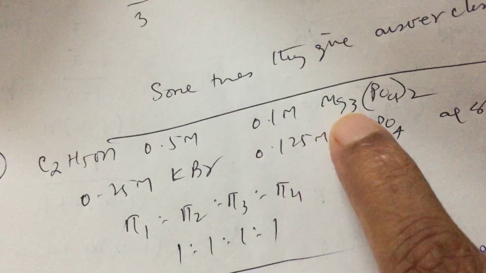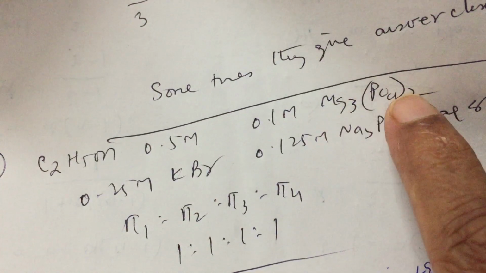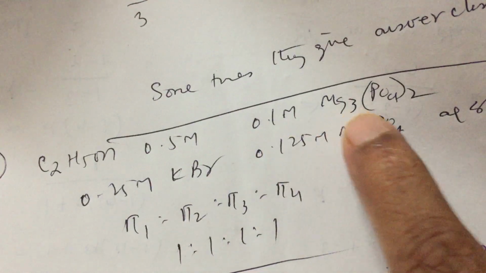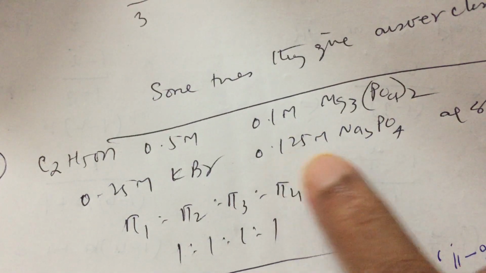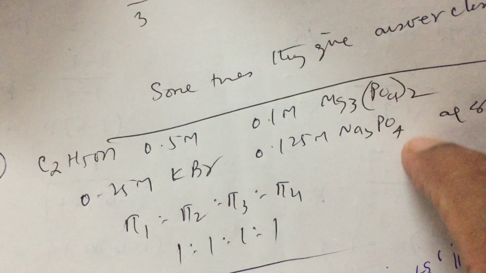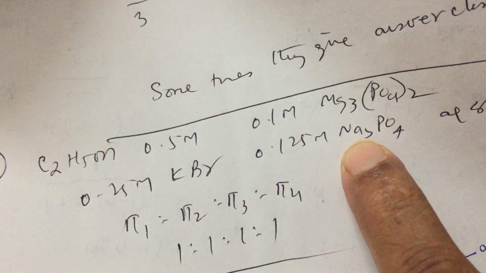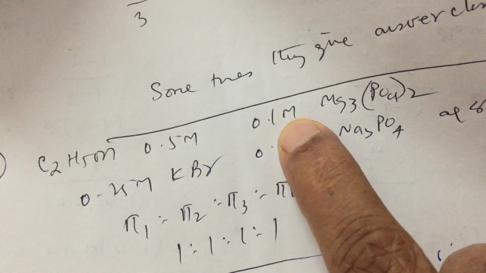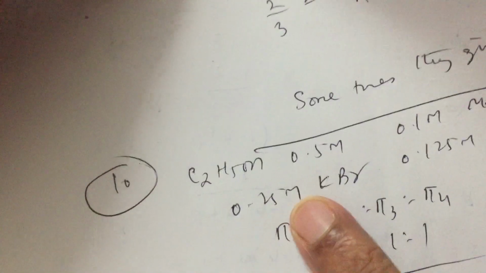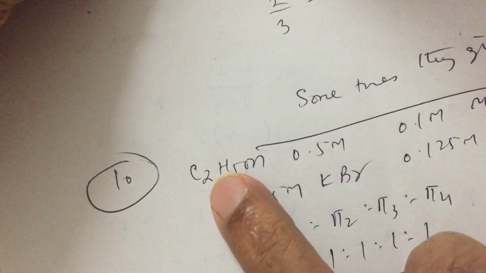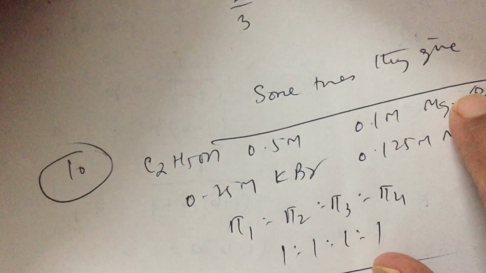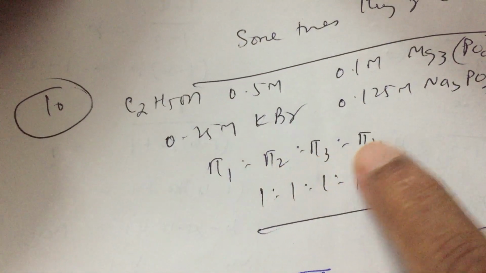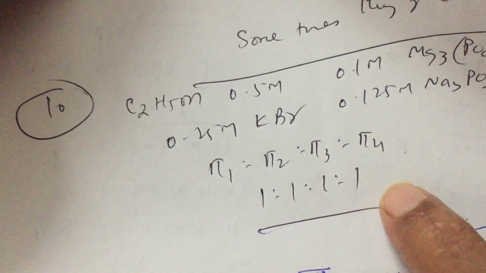Always multiply the molarity with the number of particles each unit is likely to give to get the overall number of particles. 0.1 into 5. Here 0.125 into Na3PO4, 4. Na3 means 3 Na+ ions, 1 PO4. So 4 into 0.125, 0.1 into 5, 0.25 into 2, 0.5 into 1. Effectively all of them are giving an equal number of particles per liter. Therefore, the ratio of their osmotic pressures is 1:1:1:1.